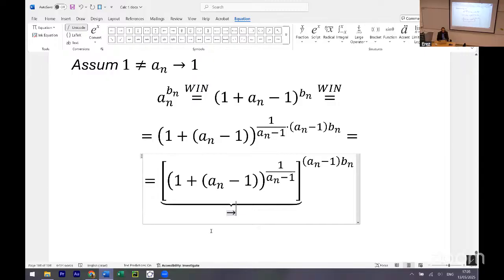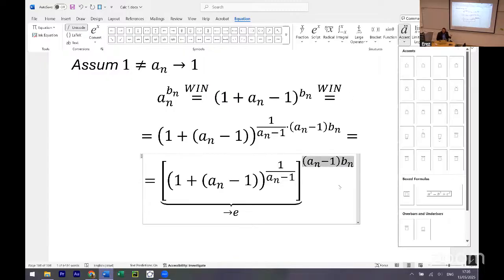One. E. Because that's 1 plus something that goes to 0 in the power of its inverse. Okay. And this, let's just call this one L.